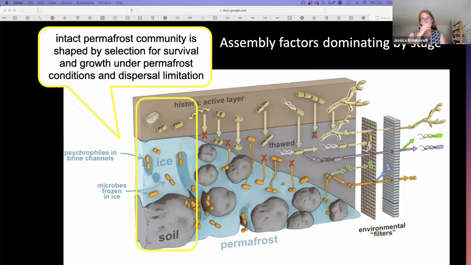So here are some of our hypotheses that are coming out, and it's all kind of convoluted how we got to these, but now I'll just throw them here for you. In intact permafrost, we have good evidence that the community is shaped by selection for survival and growth under these frozen conditions, and also dispersal limitations. You don't see the dispersal.